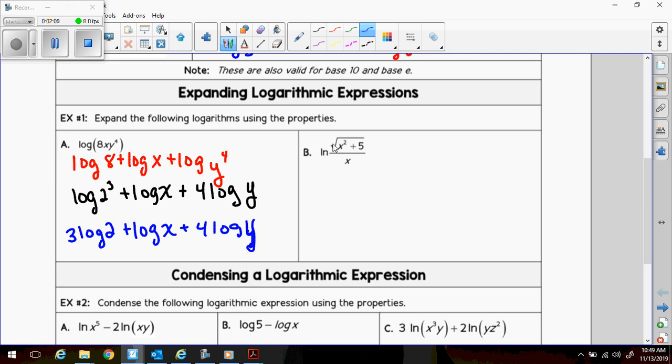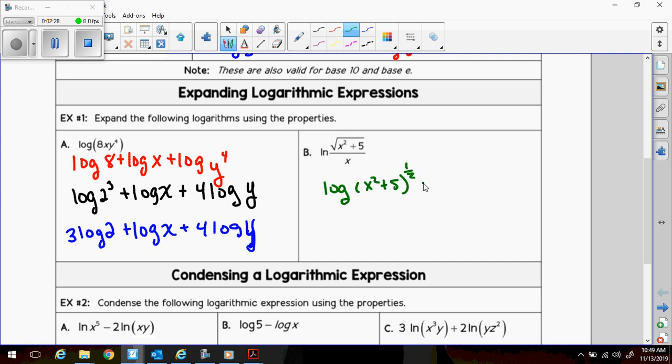Alright, let's try this one. This is a square root over the whole thing. So I cannot separate this underneath the square root. So I can separate the fraction: log of x squared plus 5 to the 1/2. I'm just making the square root an exponent.